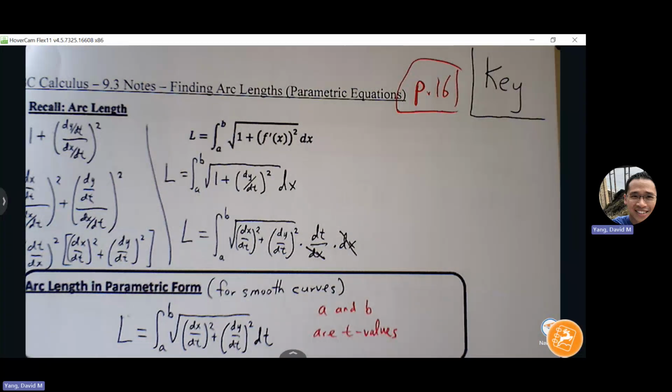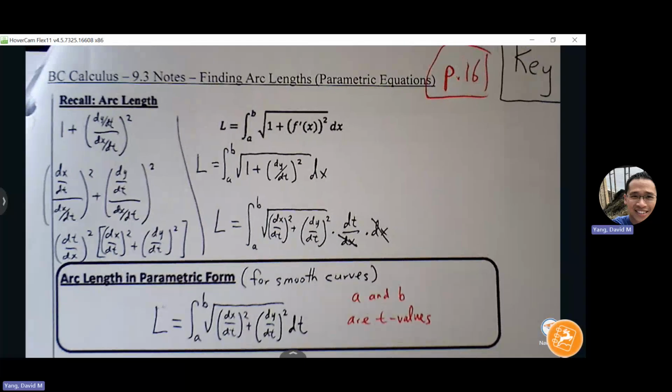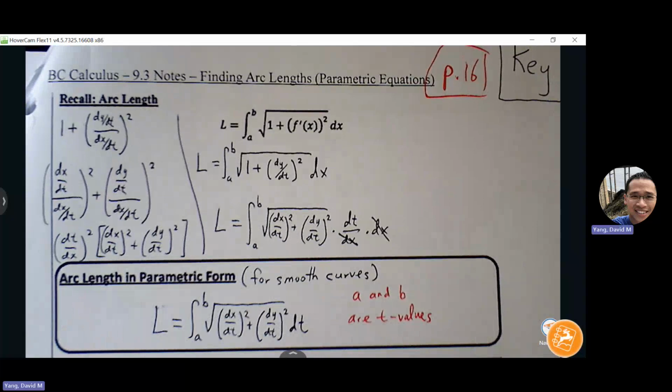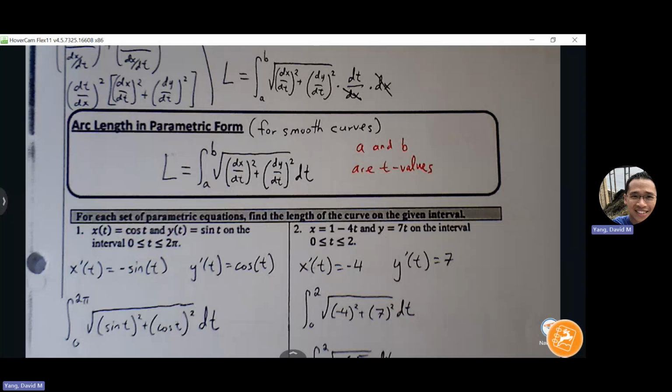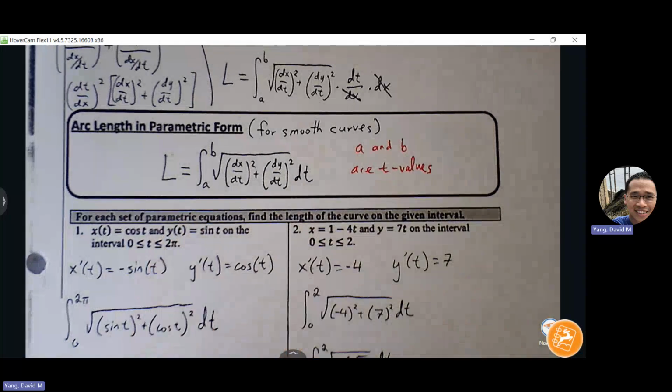We basically went through the notes for 9.3, which is finding arc lengths in parametric form. The homework for tonight is just finishing up 9.3. I think we did one and two yesterday, and really you're just applying the rules: finding your x prime, your y prime, inserting into the integral notation your a and b or t values, and then working your way through finding the antiderivative and doing the definite integral, and that will be your arc length of a curve that is in parametric form.